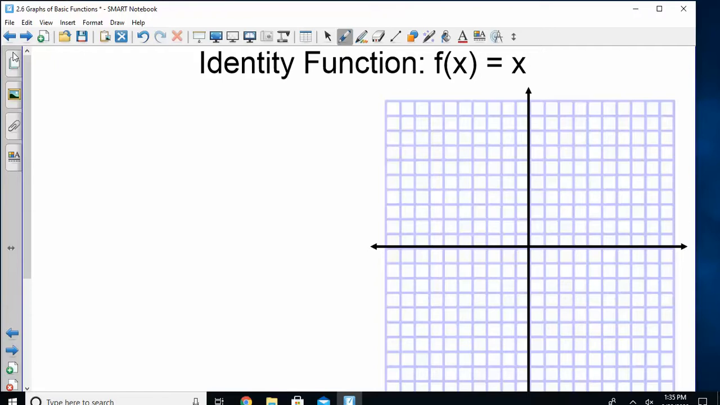So our first one is just the identity. F of x equals x, y equals x. What is that? A line, right? A line with a y-intercept of 0 and slope 1. So draw your line on your notes. Hopefully you can draw it somewhat straight.